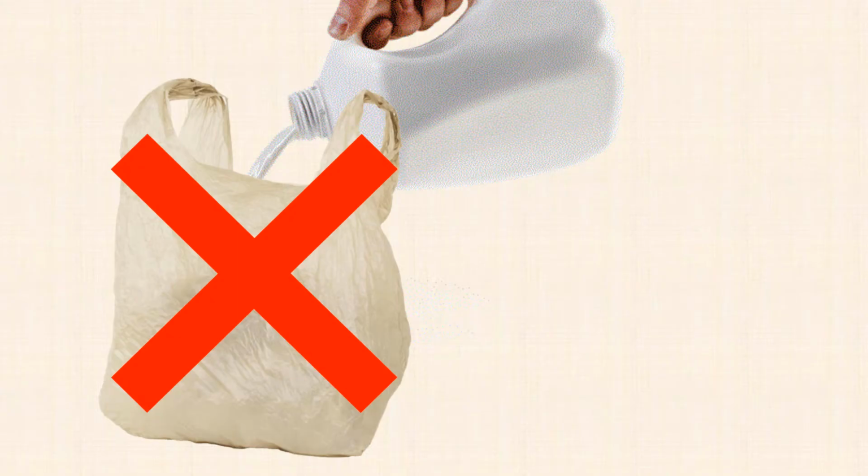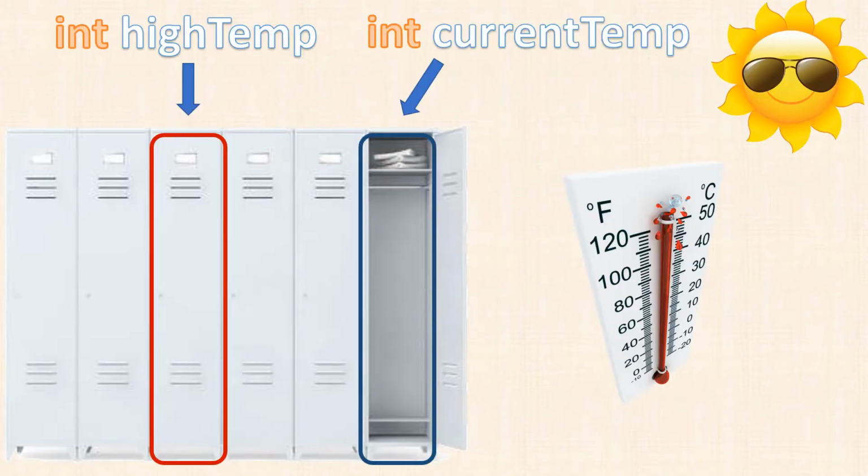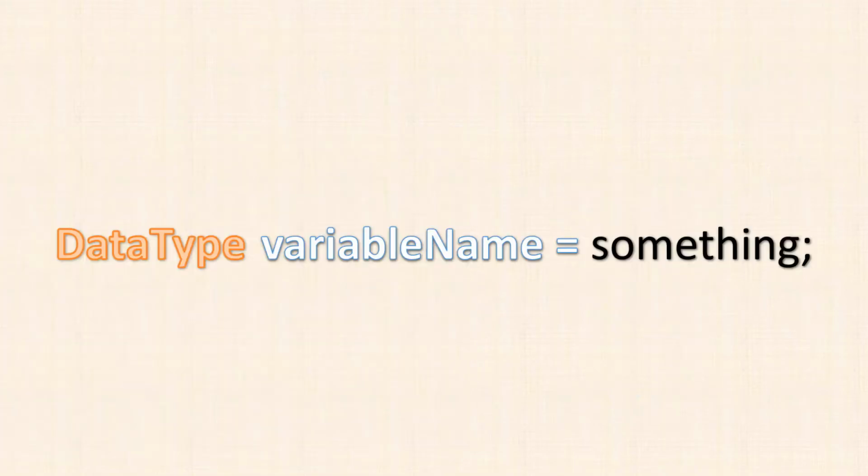Each type of variable is good for storing certain things. This is referred to as the variable's data type. Going back to our temperature locker example, we may want to use an integer data type for this if we're only interested in whole numbers. To do this, we need to declare two integer variables. We have the current temp and the high temp. In general, when we're declaring a variable, the form is data type first, then the variable name, and then you can set it equal to something.